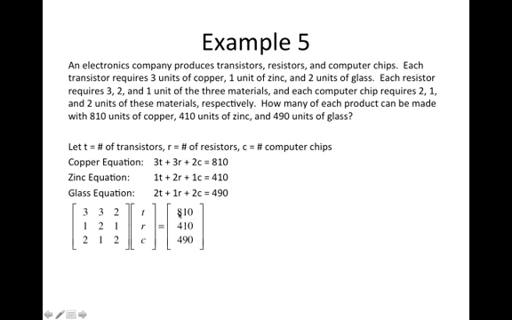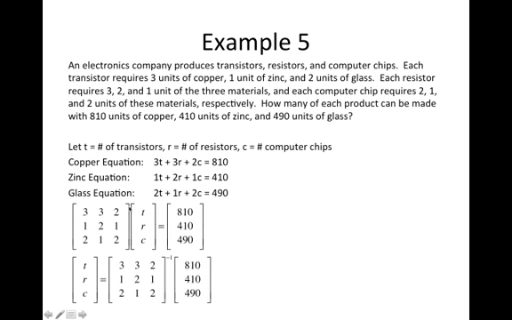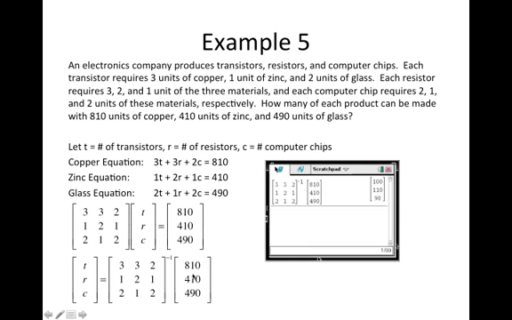490. Okay, so I'm going to take this column matrix and I'm going to multiply on the left of it by the inverse of my coefficient matrix. So I want to write that down. T, R, C, my variables, are going to equal the inverse of my coefficient matrix times my constant matrix. So you want to put that in your calculator and you're going to get 100, 110, 90.